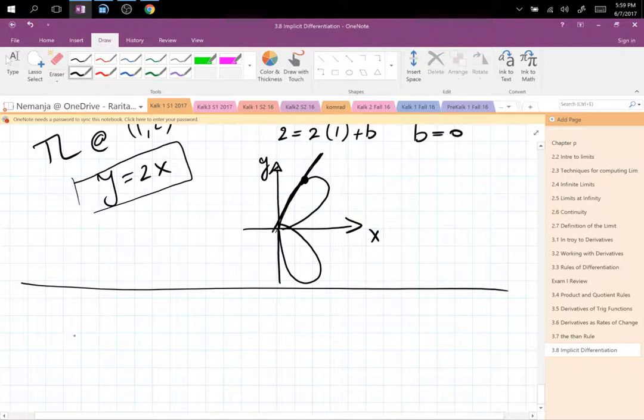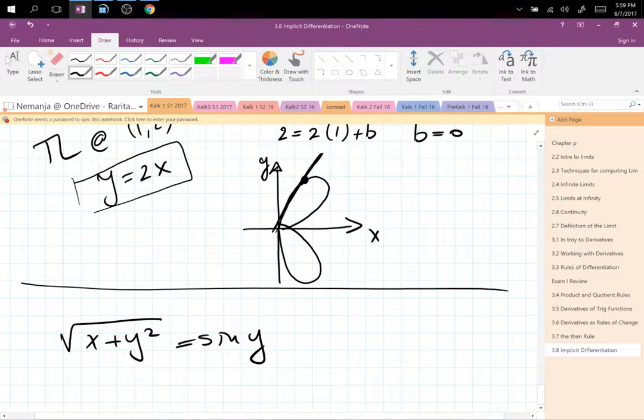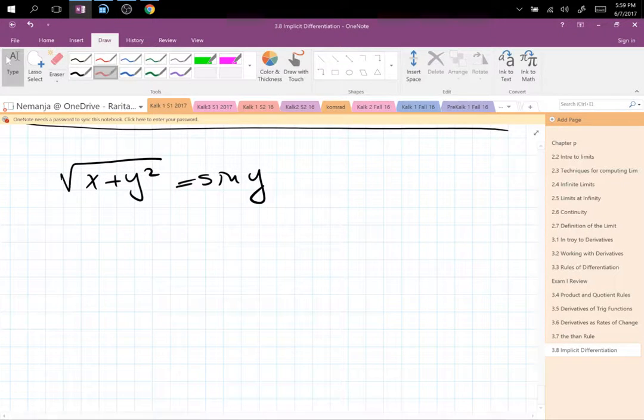So one more and then we'll move to the next concept. Square root of x plus y squared is equal to sine y. So find the derivative with respect to x, obviously.